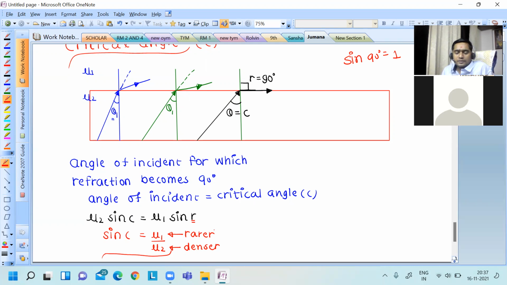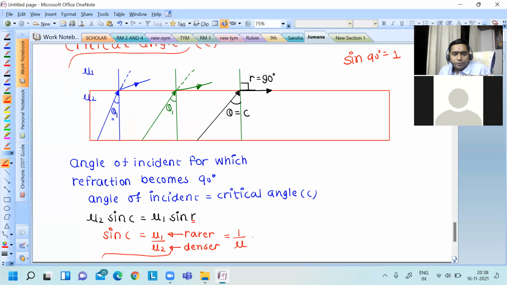So it is of no use. So it's going to be sine C equals 1 over mu. Sine C is the critical angle. Here, sine r is the refracted angle and sine C is the incident angle. So what are we finding out from this?